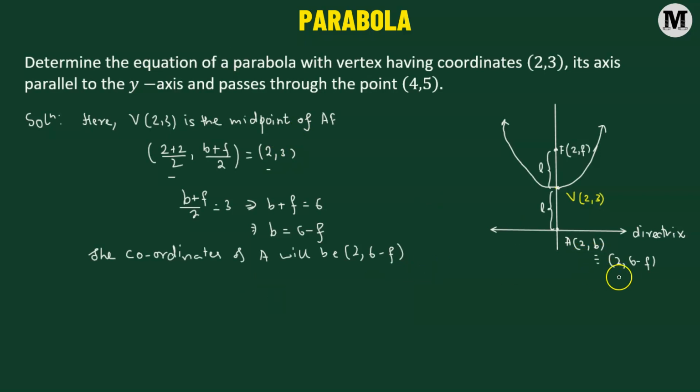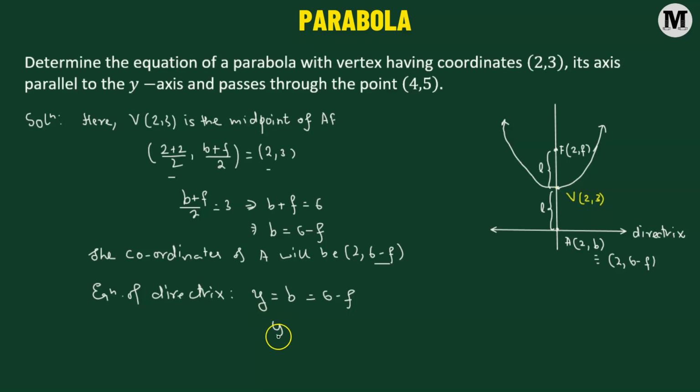Now that we have the coordinates of point A expressed in terms of f, we can define the equation of the directrix. The equation of the directrix is parallel to the x-axis. We know any line which is parallel to the x-axis is given by y = b. Here b corresponds to the y coordinate of point A through which the directrix line passes. So b is 6 − f. So we can say y = 6 − f. That's going to be the equation of the directrix.